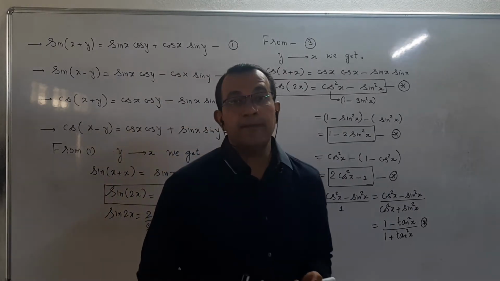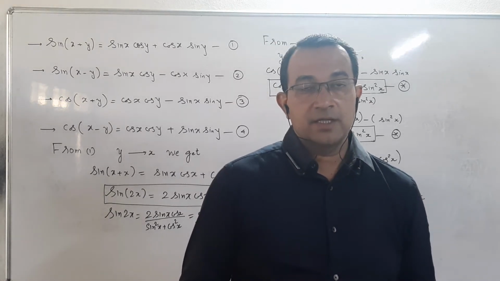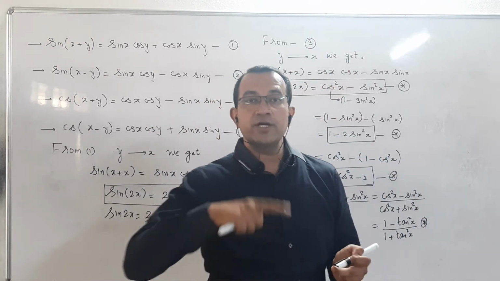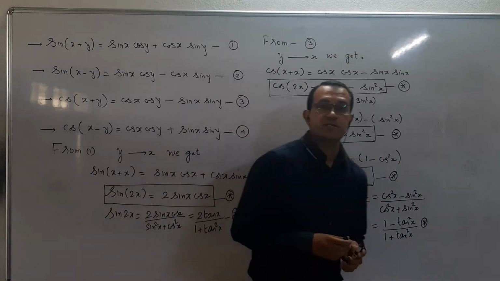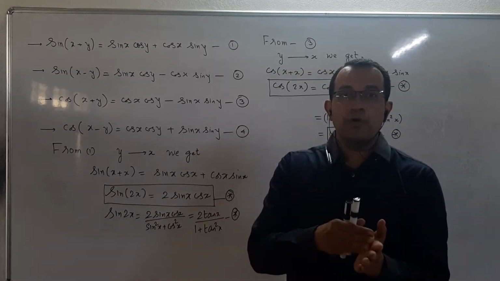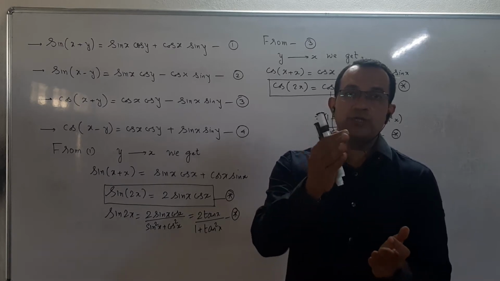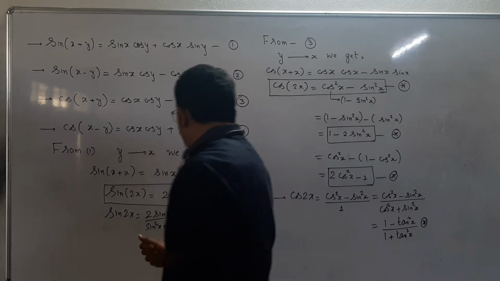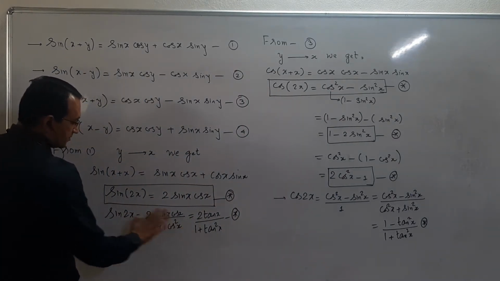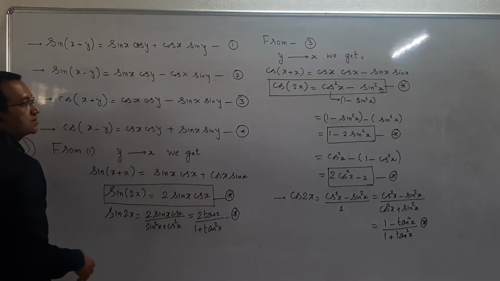Now the application of these formulas is very important. Sin 2x is 2 sin x cos x, and sin 2x is also 2 tan x upon 1 plus tan square x. Which formula to write depends upon the need and the answer which we have to derive. So if I say formula of sin 2x in terms of tan x, then it is this; in terms of sin and cos, it is this.